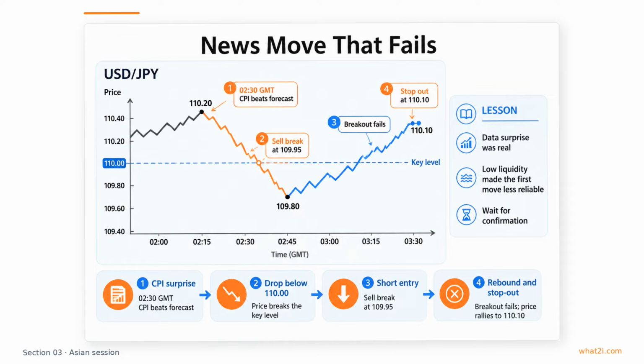The lesson is not that the data was irrelevant, but that the first move after news was less reliable because liquidity was still limited. In Asia, even a correct idea often needs confirmation before it becomes a good trade.